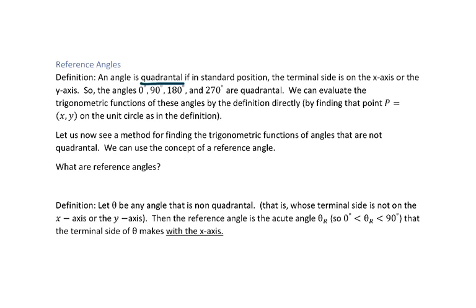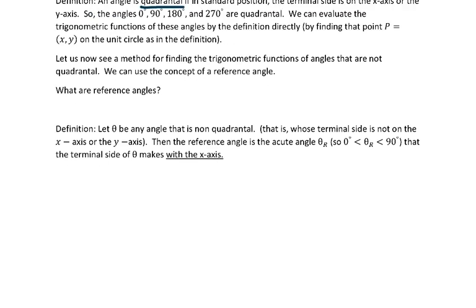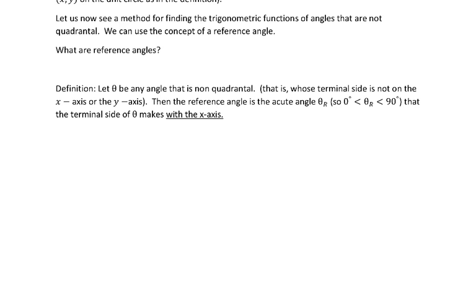All right, so let's suppose theta is an angle that's non-quadrantal. In other words, it's not any of these four angles or any angle coterminal with them. So the angle's not coterminal with any of these. By definition, the reference angle, it's the acute angle the terminal side of theta makes with the x-axis.